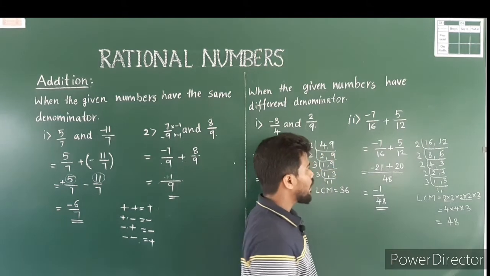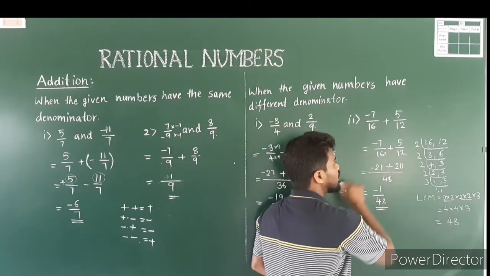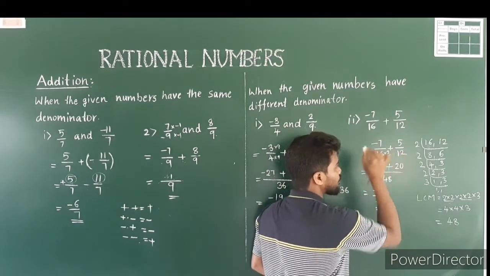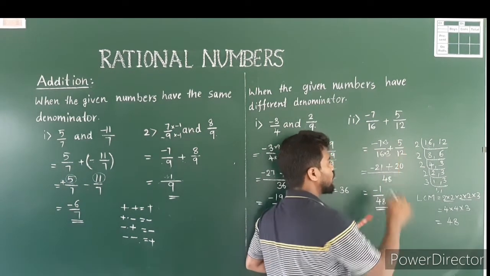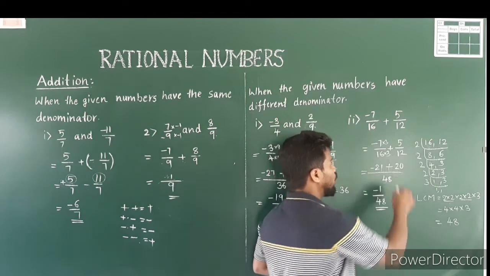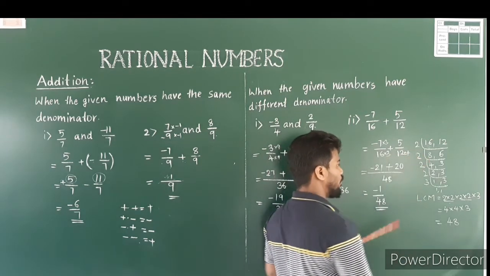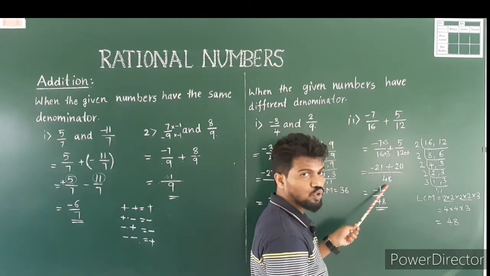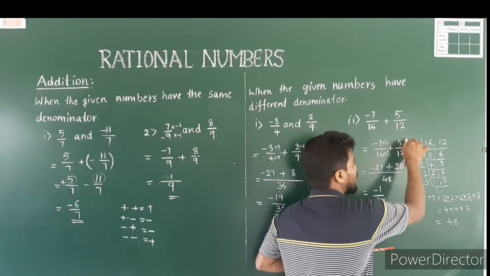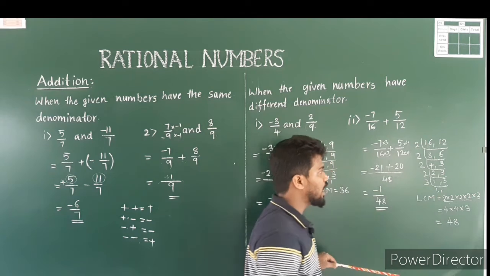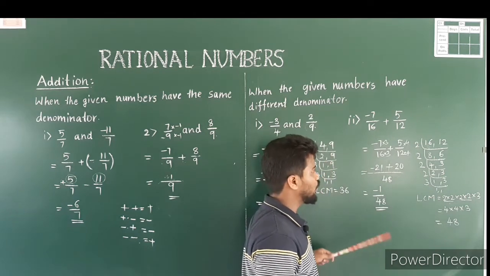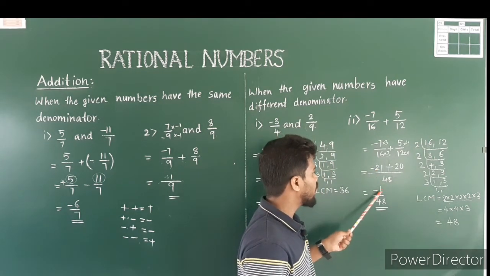So now 16 3s are 48. So minus 7 into 3 you get minus 21. So 12 4s are 48, you know that. So 5 4s are 20. So minus 21 plus 20. Minus 21 plus 20 you get minus 1, since the larger value sign is negative.